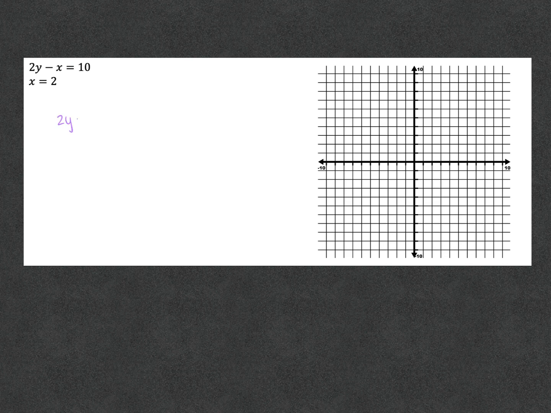All right, last one. We have 2y minus x equals 10. We're going to put it in the correct form, and then divide by 2. This is a 1x, so this is 1 over 2x plus 10 divided by 2 is 5. Okay, so 1, 2, 3, 4, 5. And then we're going up 1 over 2. So that looks like that.